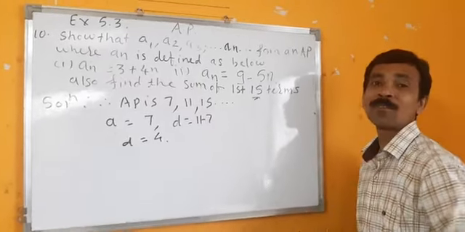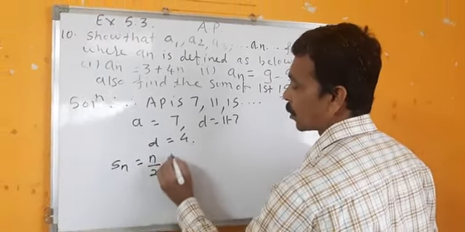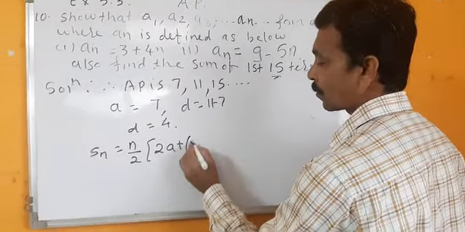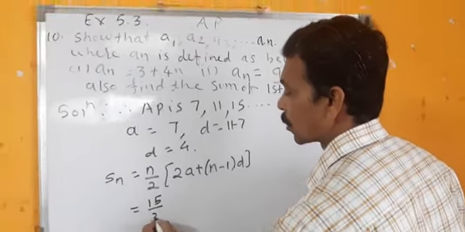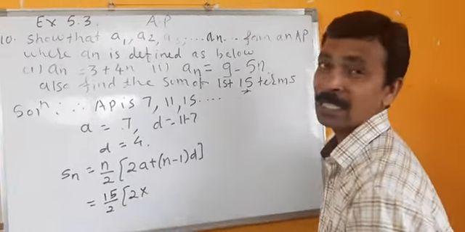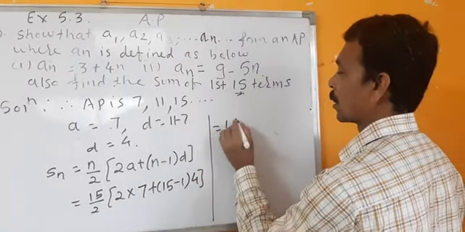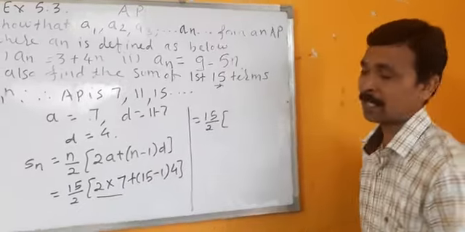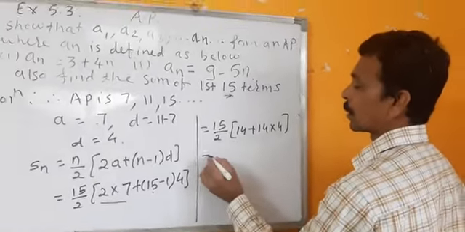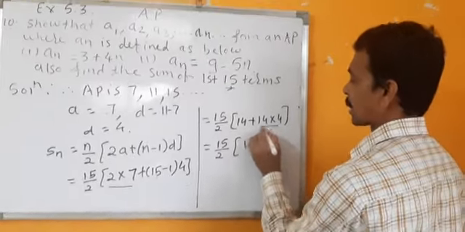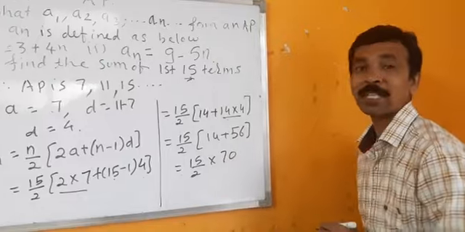Now we have to find the sum of first 15 terms, means N is 15 here, and you have to find SN. SN is equal to N by 2 into 2A plus N minus 1 into D. Place the value of N. What is N? 15. 15 upon 2 in bracket, 2 into A is 7, plus N minus 1 is 15 minus 1, into D is 4, right? Is equal to 15 upon 2 into 2 sevens are 14 plus 14 into 4, is equal to 15 upon 2 into 14 plus 14 fours are 56, is equal to 15 by 2 into 70. 14 plus 56 is 70.